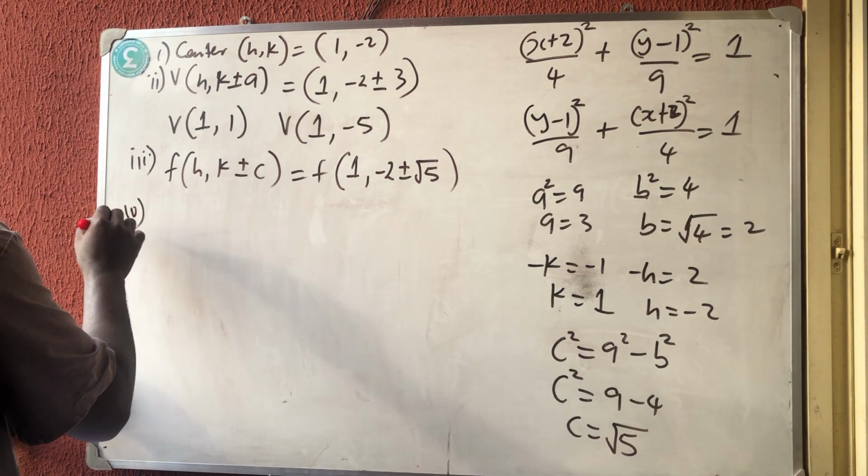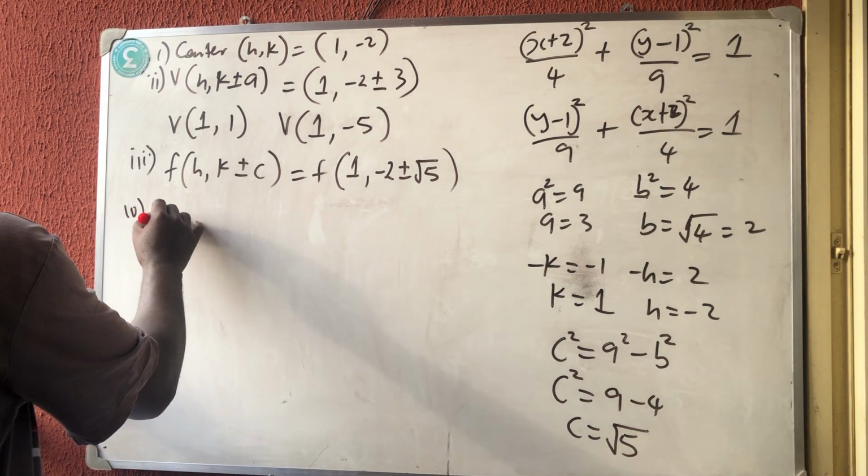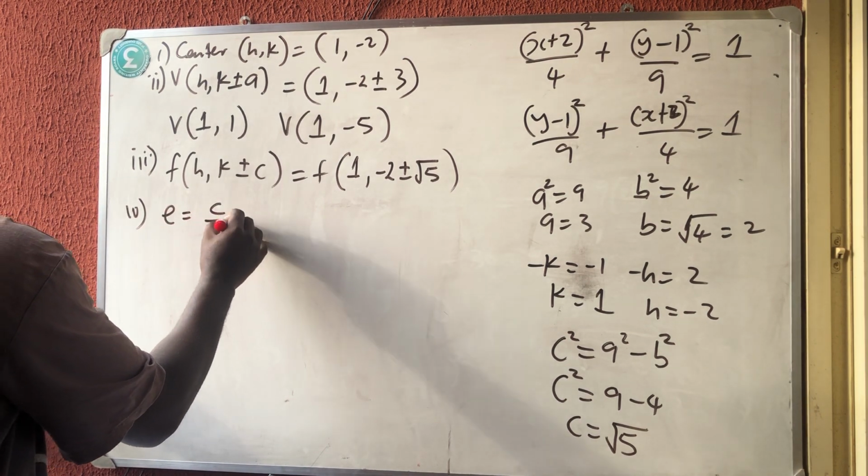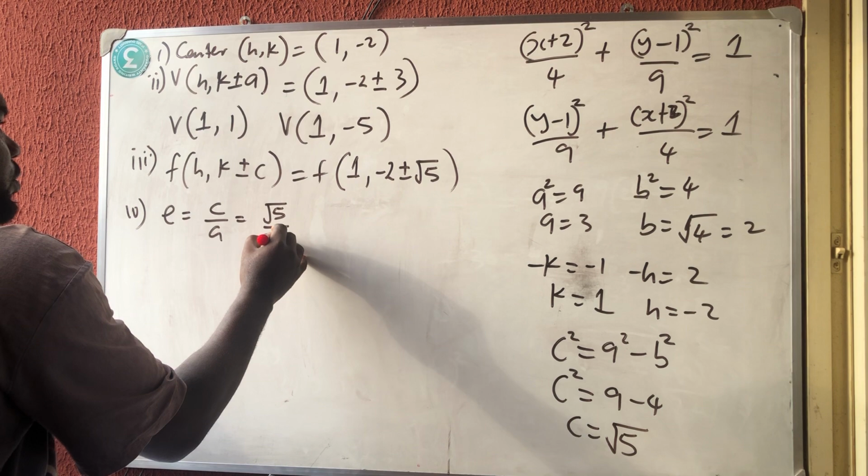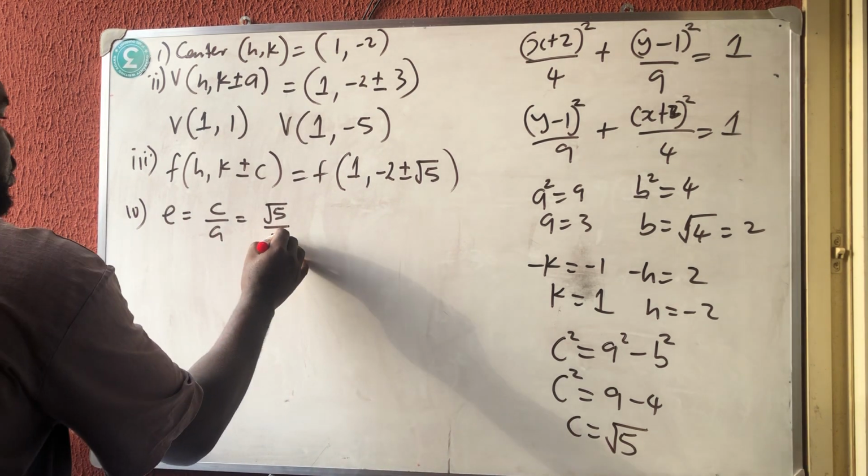So number IV, the next thing they are going to ask you is the eccentricity e. e is equal to what? c over a, which is root 5 over what? a is 3. So e is root 5 over 3.